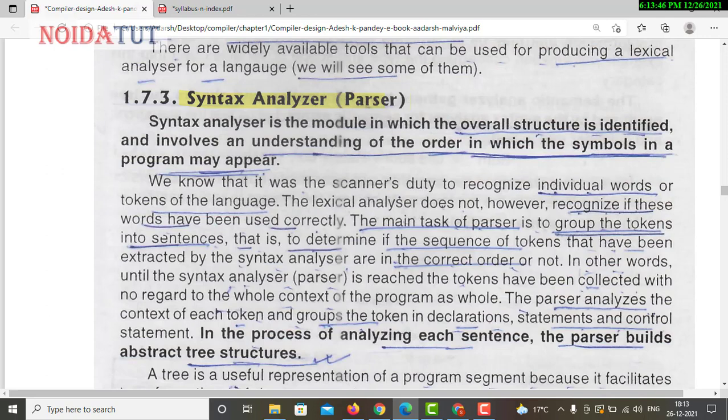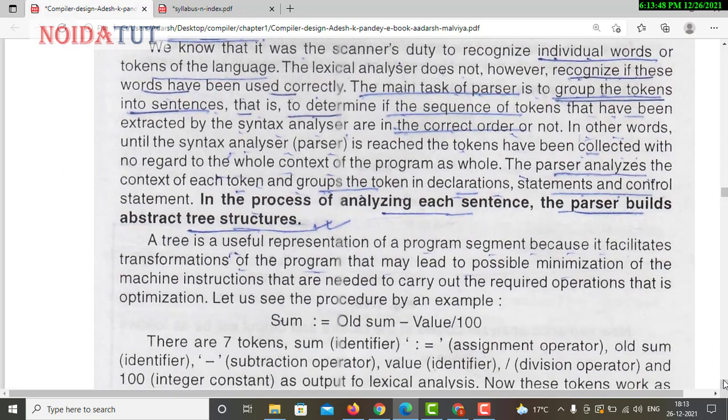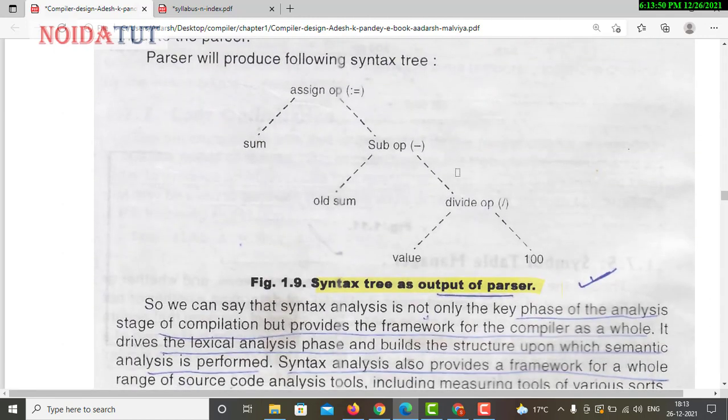Now see, when the tree is being made, in the tree you can see the operators are always the root and numbers are the endpoints, the leaf nodes. So this is how the system understands what the numbers are and what the operators are, and whom to divide and where to store the final result.